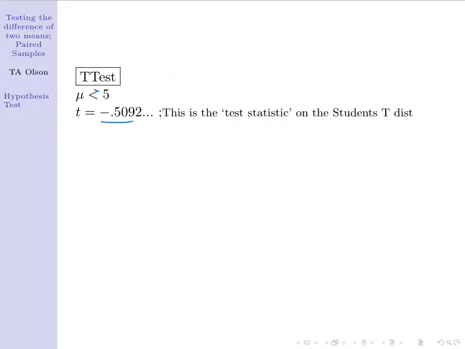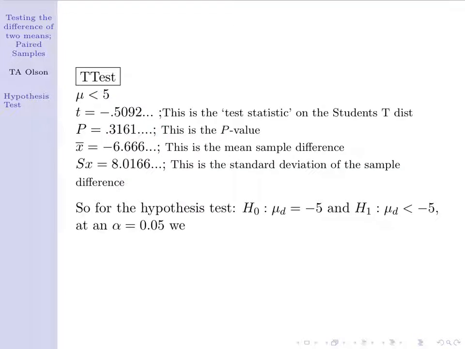The t is -0.5092, right? Again, that's the statistic on the student's t distribution, right? T being 0 in the middle, so -0.5 is going to be somewhere over here to the left. The area is going to be our p-value. And the p-value in this case is 0.3161. That's going to be our p-value. That's the probability that, assuming the true mean difference is 5 minutes lost, the probability that we get data as extreme as we got.